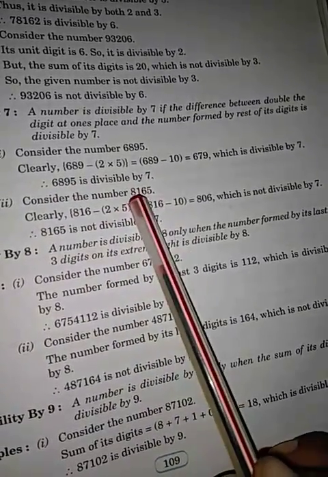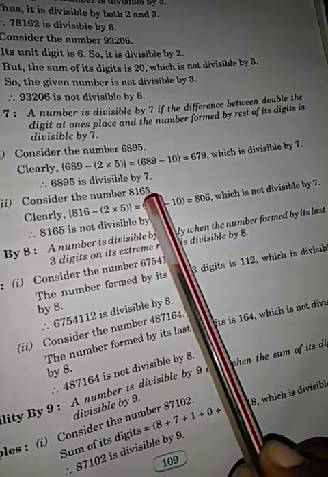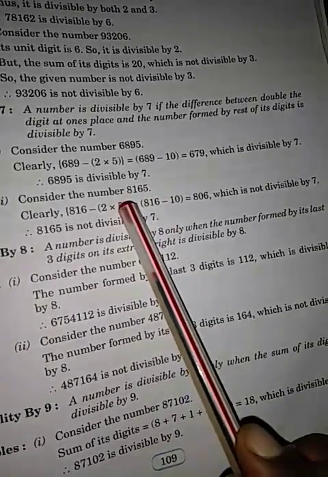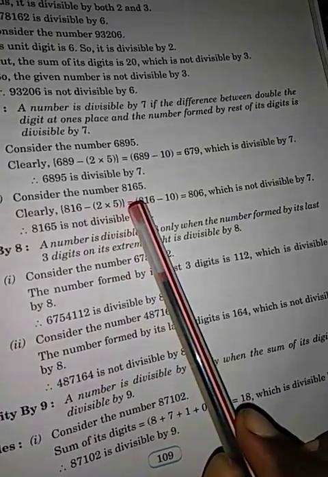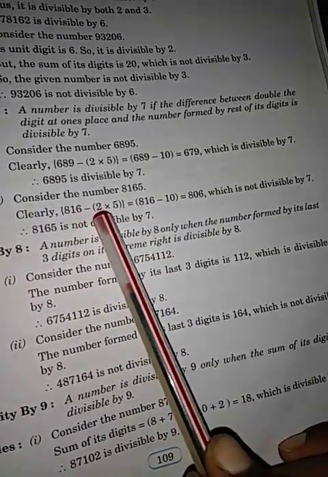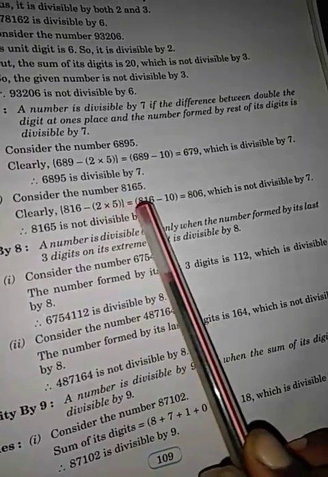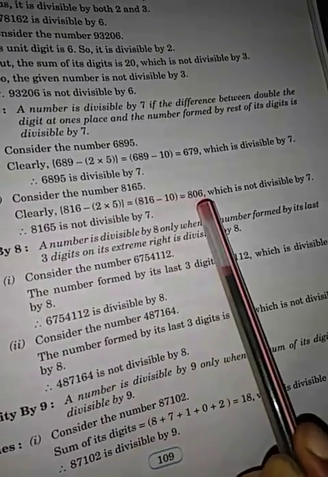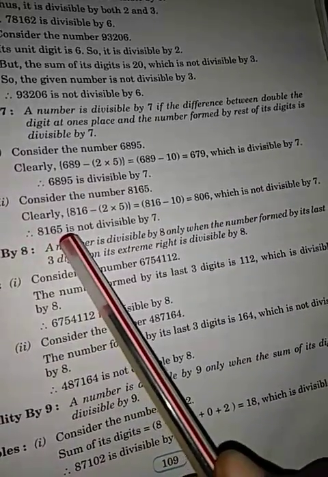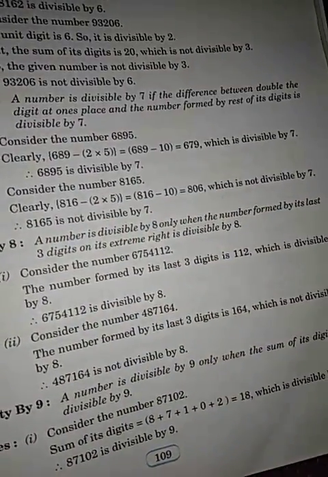Another example, 8,165. Now double the unit digit and take the remaining digits. Now 816 minus double the unit digit, 2 into 5. 816 minus 10, that is 806, which is not divisible by 7. So 8,165 is not divisible by 7.